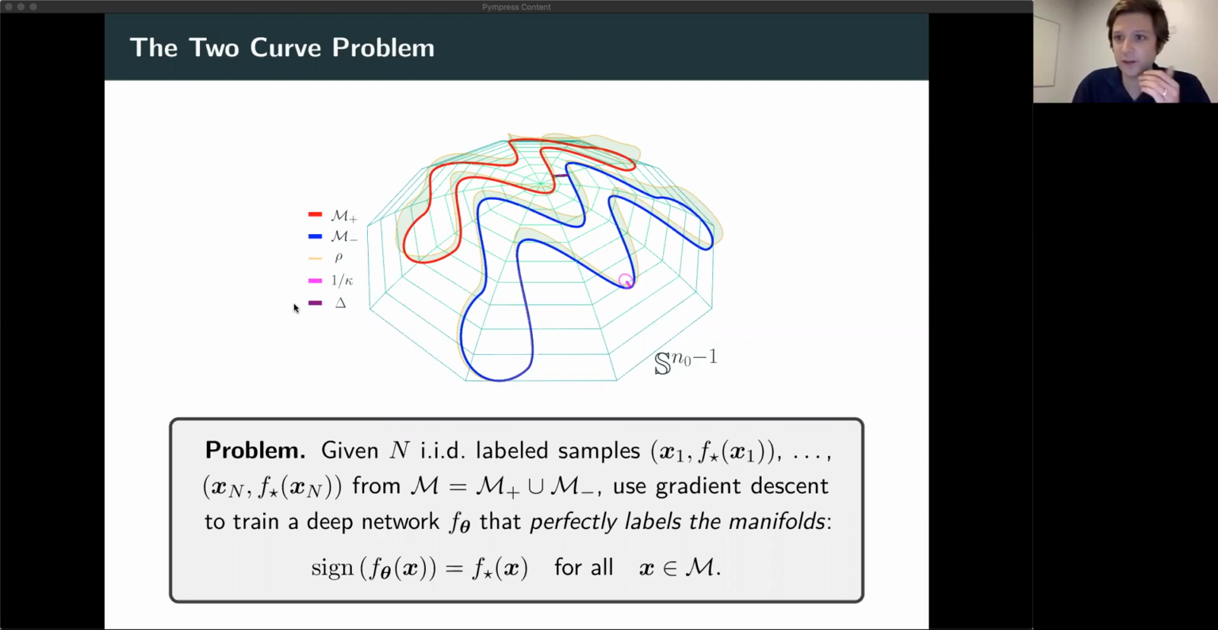The problem we're studying in this paper, and that I'll present now, we're going to call the two-curve problem. This is a binary classification task where the two classes are disjoint one-dimensional submanifolds of the unit sphere. The task is like this: you get capital N IID samples from some density that's supported on these two manifolds. The samples come with labels. And the task is for you to train a neural network with simple gradient descent and guarantee that after not too many iterations, this network is going to achieve perfect generalization. This is a strong sense of generalization, where you perfectly label the two manifolds from finite samples.